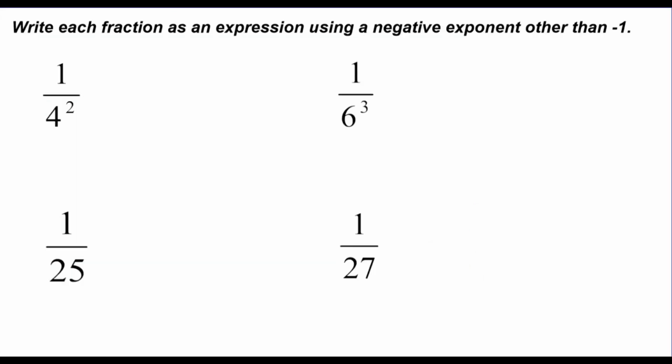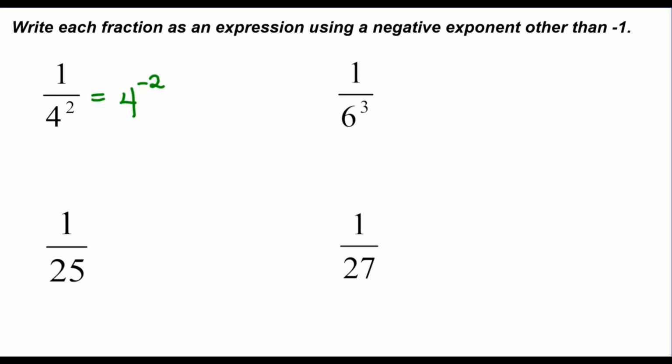Now we're going to do kind of the opposite. We're going to do it the other way. We're going to write each fraction as an expression using a negative exponent other than -1. We're not going to use -1 in any of these examples. Sometimes we don't want something written in fraction form. We want it written without fractions. So we're going to have to learn how to find the reciprocal here. So 1 over 4 to the 2nd power, if I'm writing that with a negative exponent, would be 4 to the negative 2nd power, just the reciprocal, just flip it.